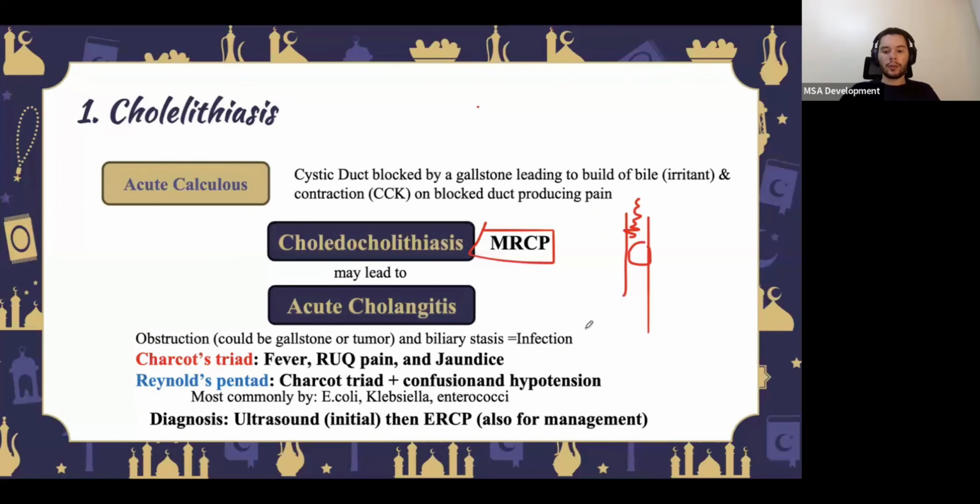If you add to it confusion and hypotension, you'd start thinking about Reynolds' pentad. Now, this is more serious. Most commonly caused by E. coli, Klebsiella, and Enterococci. Remember the organisms. Finally, regarding diagnosis, again, remember the first line or initial is always an ultrasound. And then you can do an ERCP where you can see the obstruction and even manage it or remove that gallstone. So this is why I have here ERCP also for management.